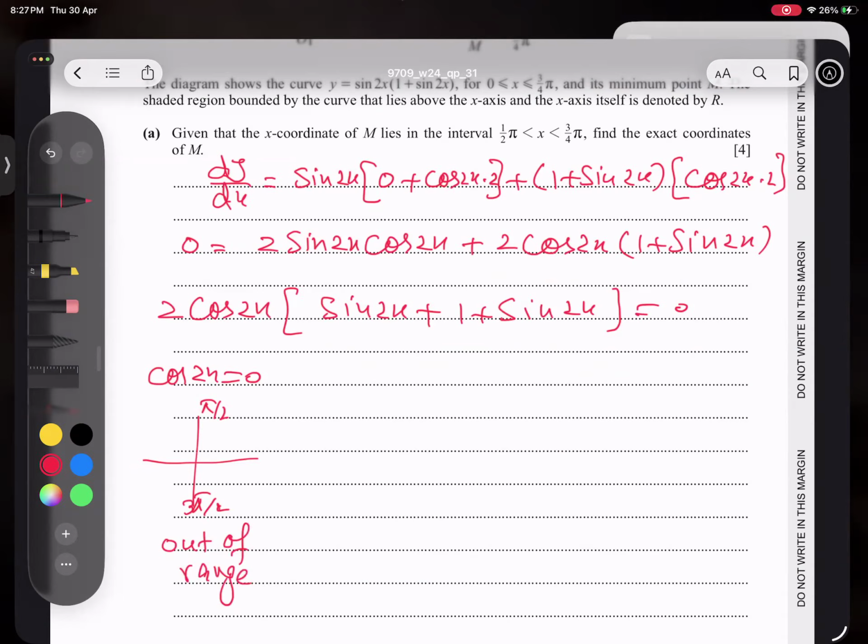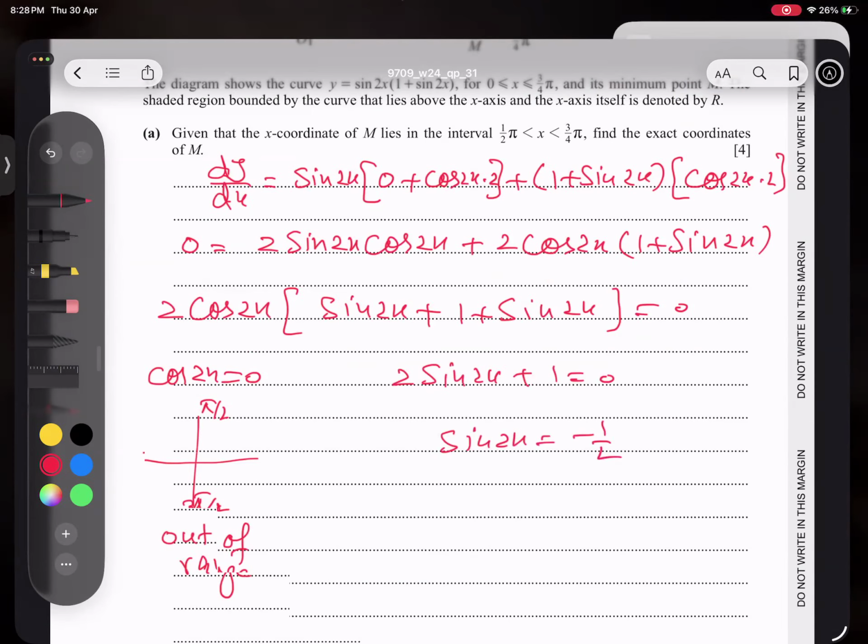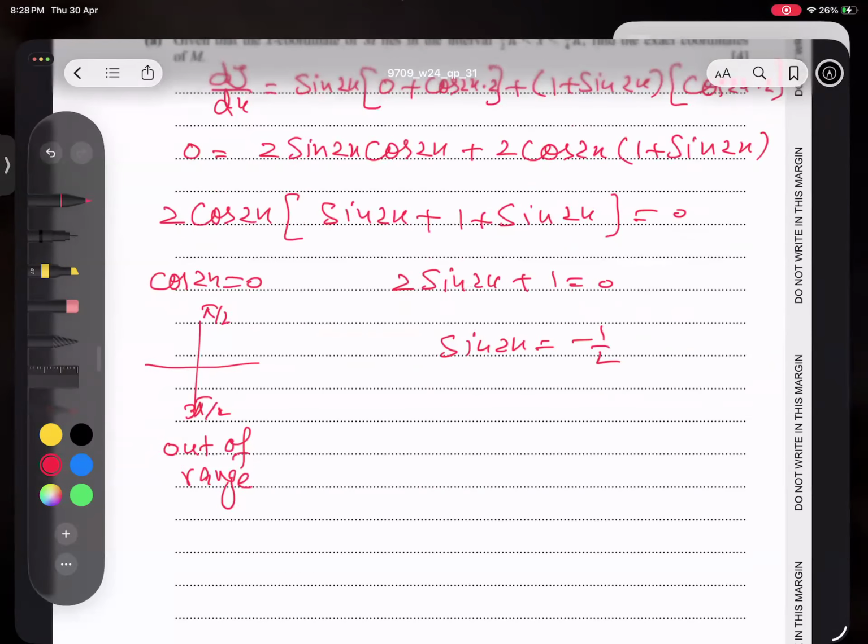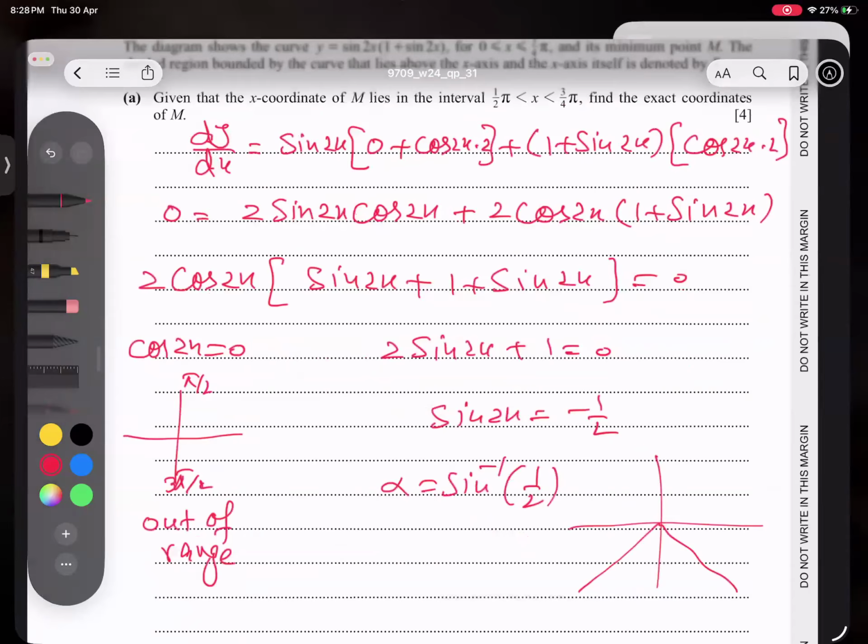So we get the other part. We get here 2 sine double x plus 1 equal to 0, and sine double x is equal to negative half. Negative half, students. Now we can check it. Where is sine negative, students? Sine negative is here and here. So for a while I'll take this alpha. Alpha is equal to sine inverse, don't take the negative sign. Degree or radian? Radian, sorry.